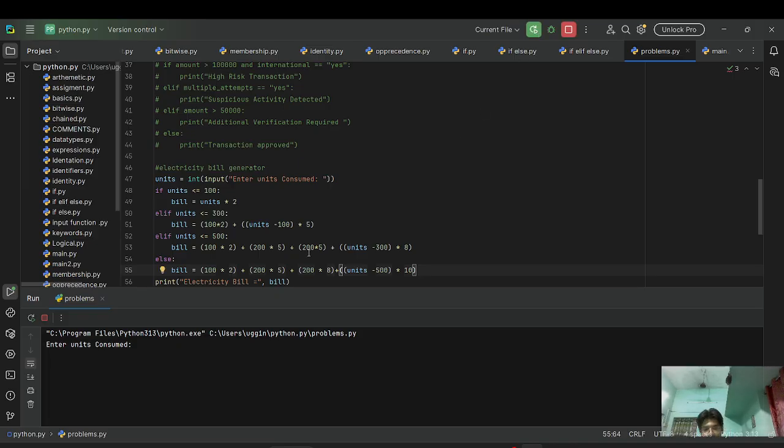So I will explain again from the starting onwards. Suppose a customer enters 350 units, so the electricity bill is 2600 because 350 less than or equal to 100 is false. Now the second condition, 350 less than or equal to 300. This condition is also false. Now the third condition, 350 less than or equal to 500. So this condition is true.